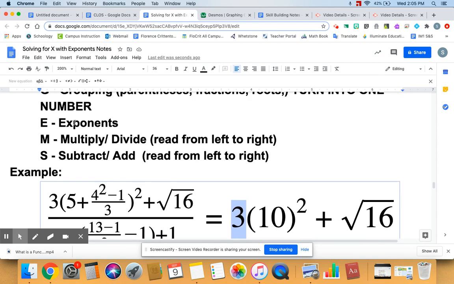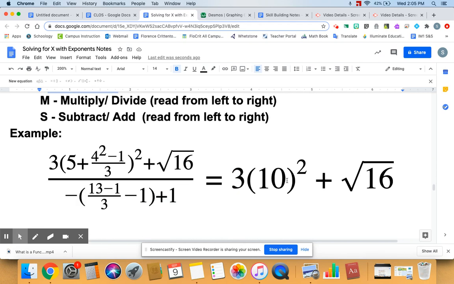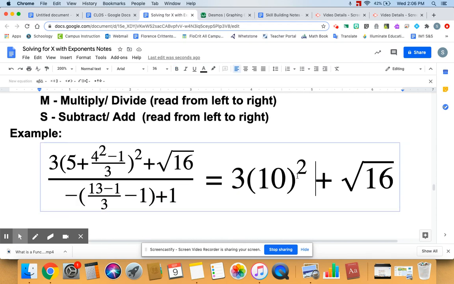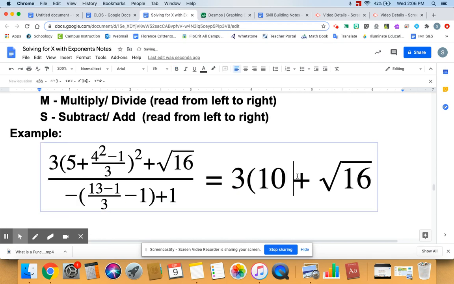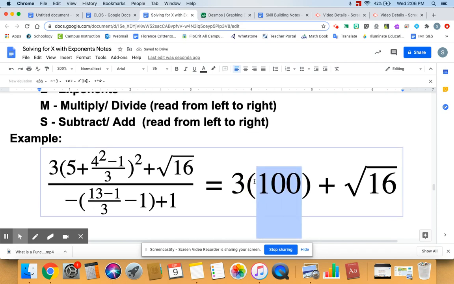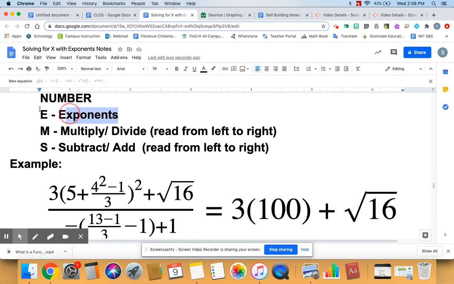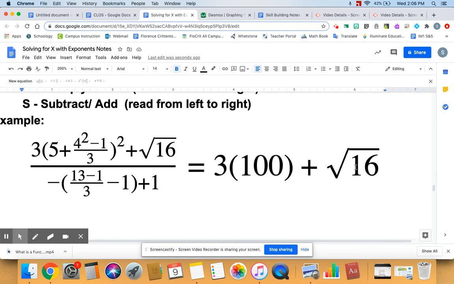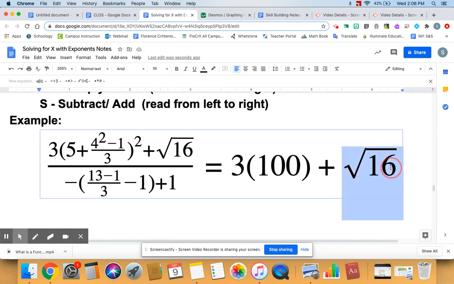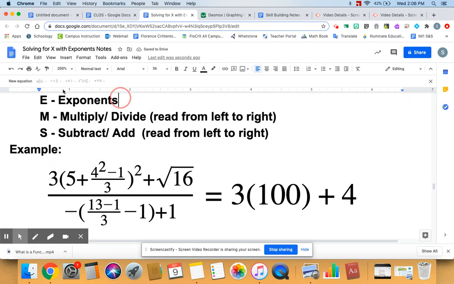Do I see any exponents on this now? I do. I see 10 being squared, and 10 times 10 is 100. So I replace 10 squared with 100. Do I see any other exponents? Remember, the square root is just an exponent. So the square root of 16 becomes 4. So now I've done the exponent step.